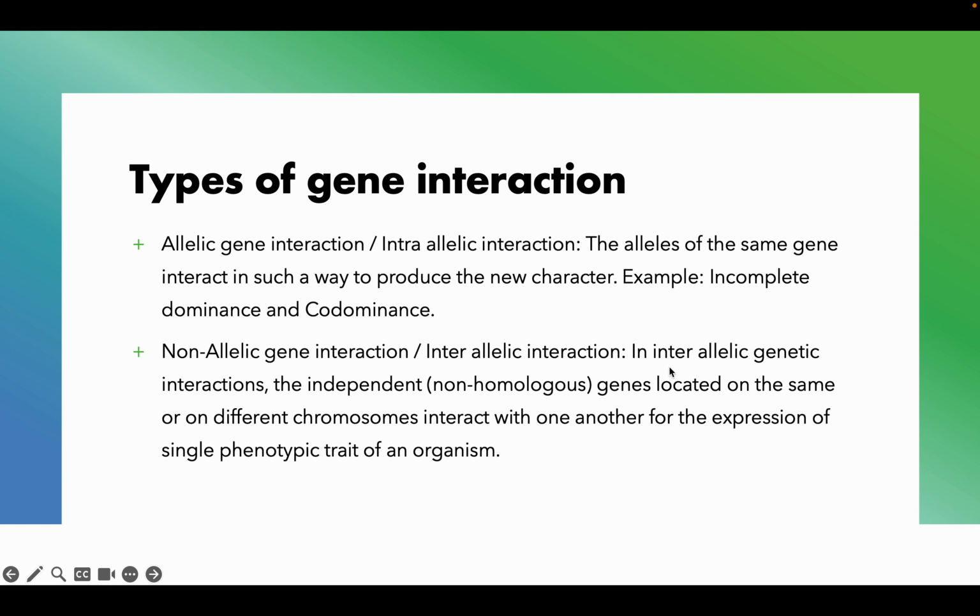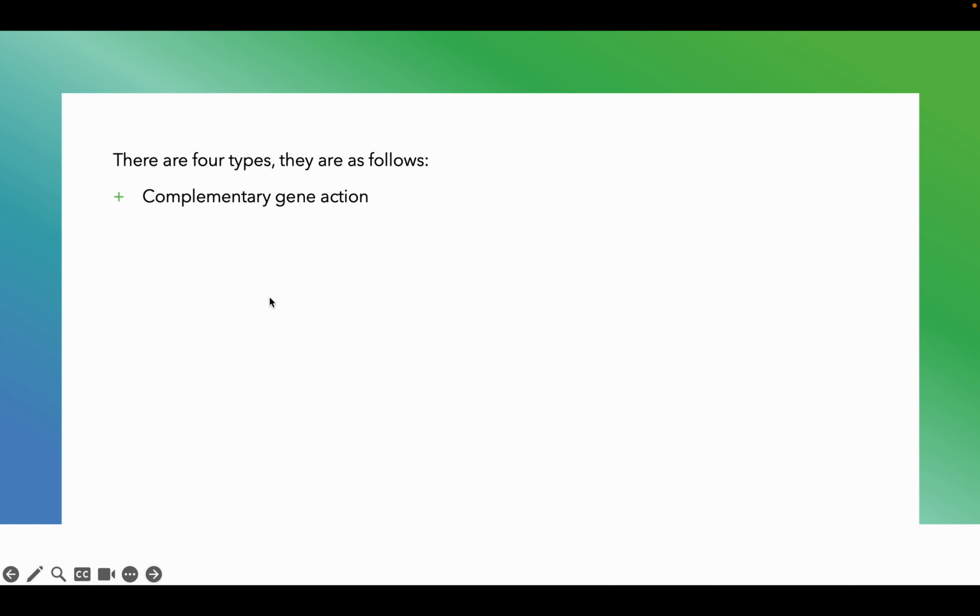In this non-allelic interaction, the two or more genes we are talking about can be located on one chromosome or on different chromosomes, but they interact with each other for the expression of a single phenotypic trait, like the two genes controlling flower color. The alleles are present on the same chromosome or on different chromosomes, but they interact with each other for the expression. And there are basically four different types of non-allelic gene interaction, which we are going to talk about in this video.